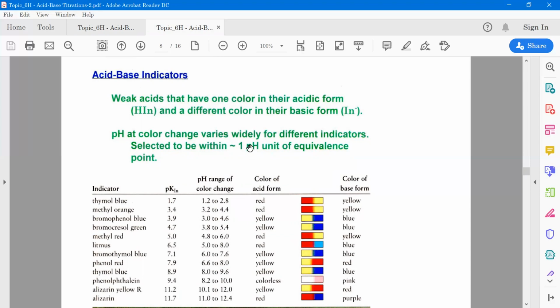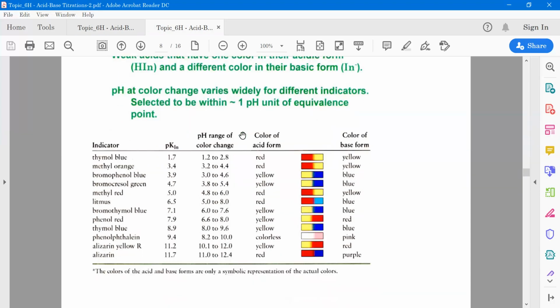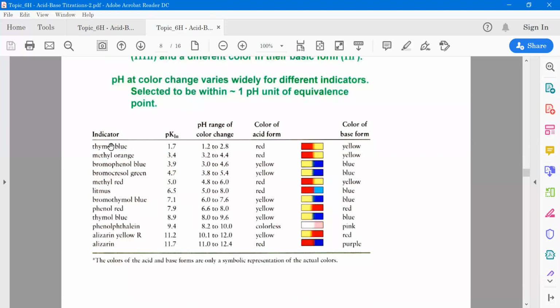Well, the reason that this can work for different kinds of indicators is because this is just a small collection of them, but it includes the most common ones. Here's phenolphthalein down here. Methyl red is not on here, but methyl orange is, and there are several others. They all have the characteristic that they have one color in a certain pH range and a different color when the pH changes by a certain amount. And the pKa's of all of these things are shown here.